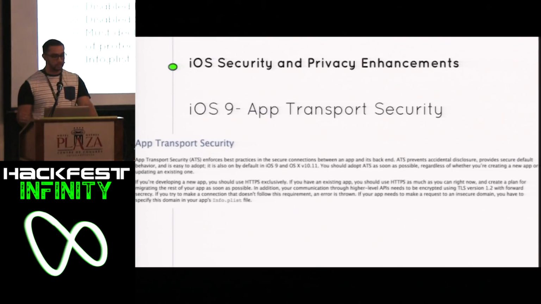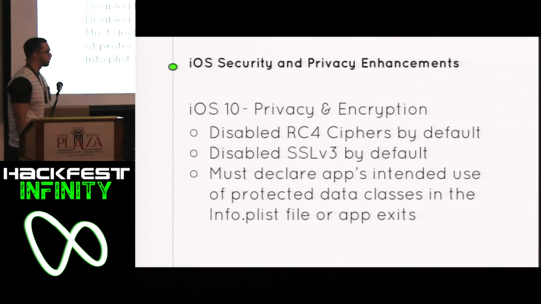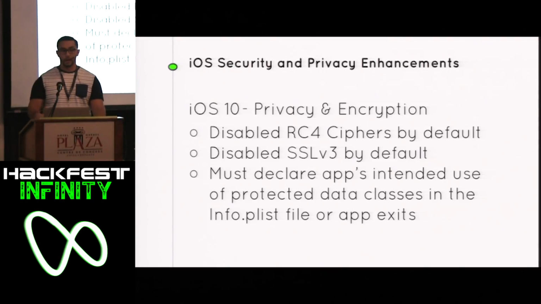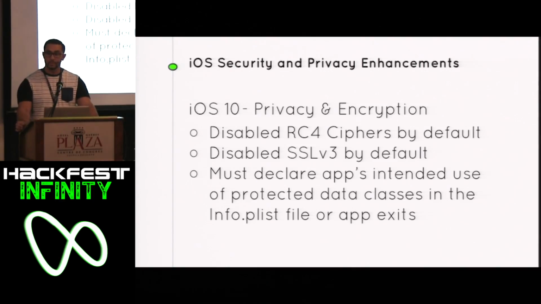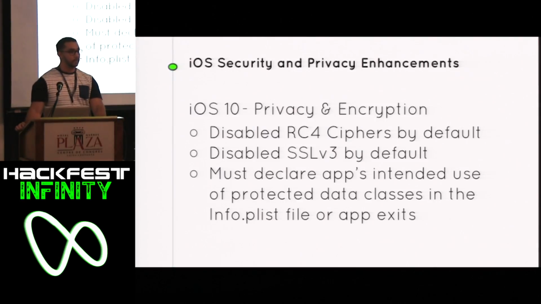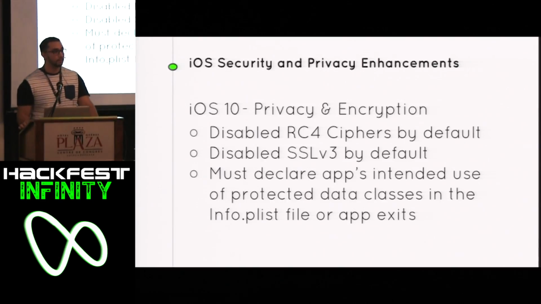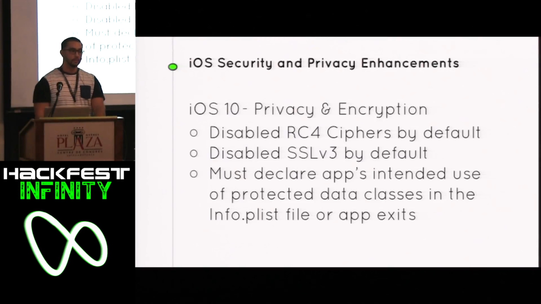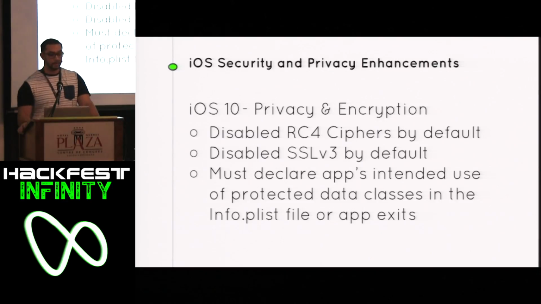And with iOS 10 that just released not too long ago, some updates with encryption are disabling legacy RC4 cipher suites, and finally disabling SSL v3 by default. And then also, if you're using a protected class, like the calendar data I was mentioning, if you want to access that, you actually have to have that long string in the info.plist file. Otherwise, the app just fails. Not only will your app get denied, but the app will just exit. That's a new requirement. Before, it was kind of loose, going back and forth between the developers and the App Store from Apple. But now it's a requirement.